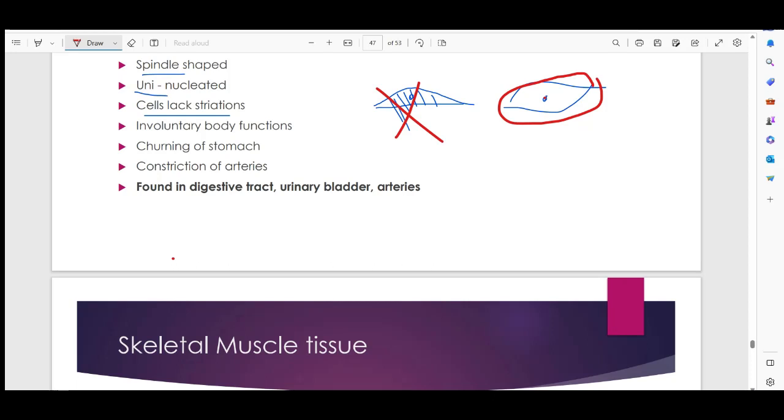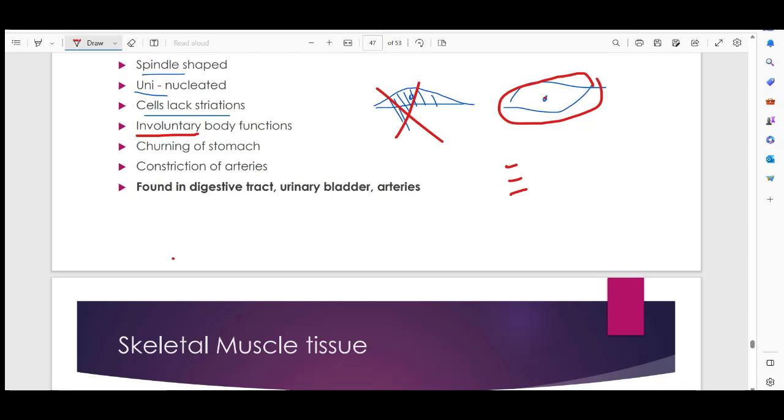So what you have to remember is that it has a spindle shape, one nucleus and no striations, and it is involuntary. To remember this easily, if we take the urinary bladder, we have smooth muscles there.